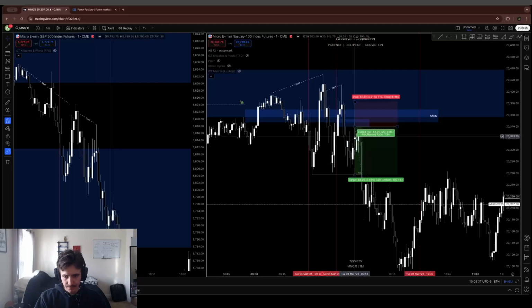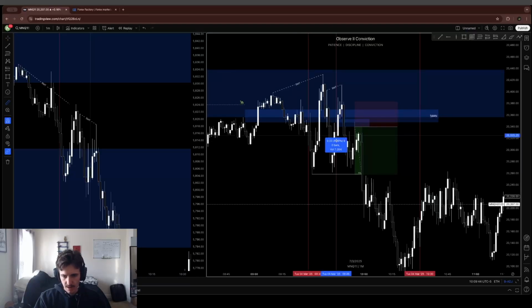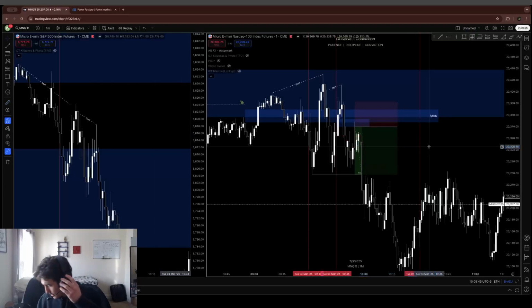This is kind of clean. After macro, I'm going to start really implementing, like, I'm only going to take trades from 9:45 to 10:30.